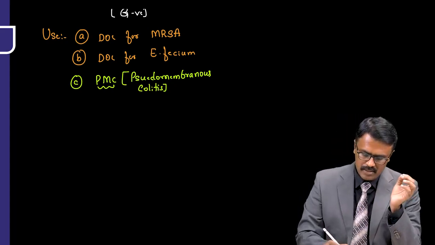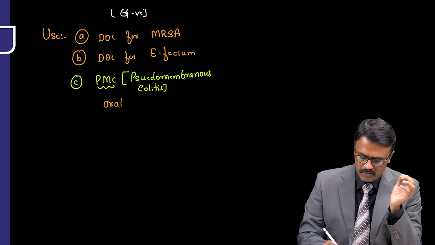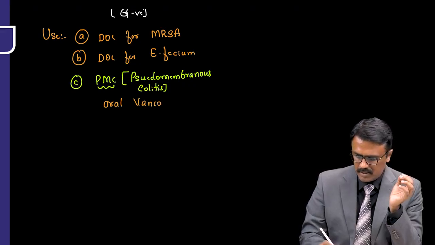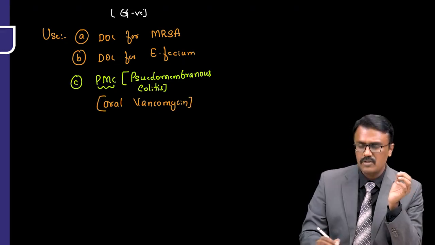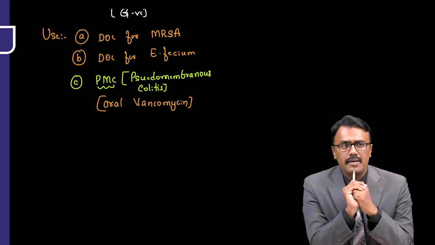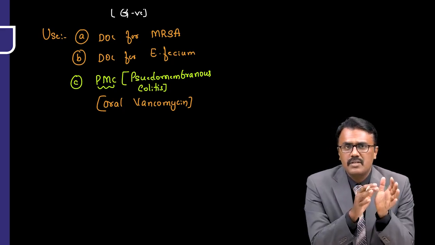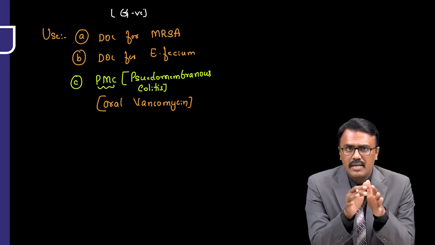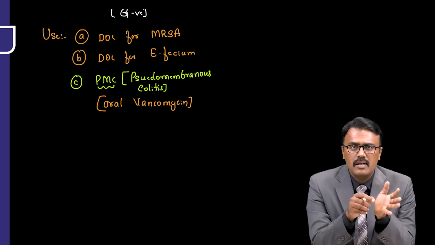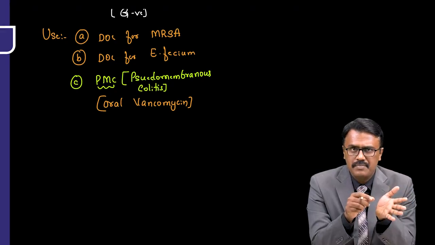Sir, how do I give vancomycin? For this, we give oral vancomycin. You may ask, sir, you told vancomycin is not absorbed orally, then why are we giving it orally? I told you, this Clostridium difficile is a local infection in the intestine. So when I give vancomycin, it works locally in the intestine and kills the Clostridium difficile. So that's why we give it orally.